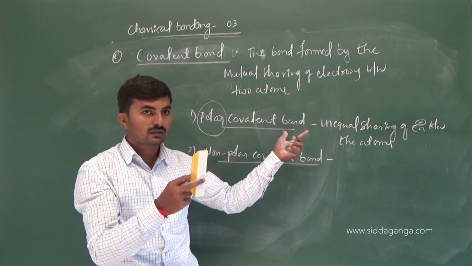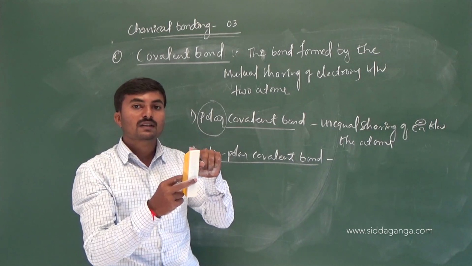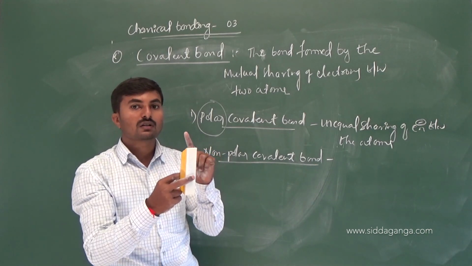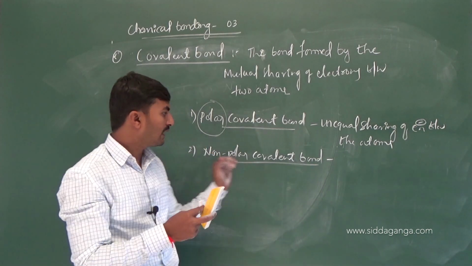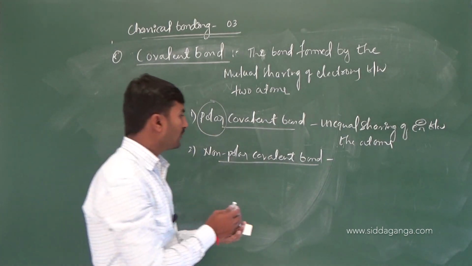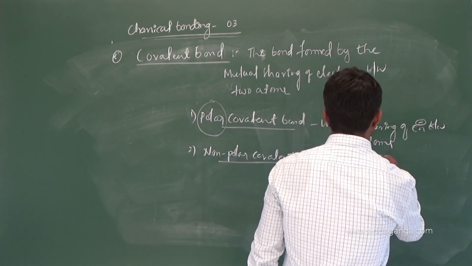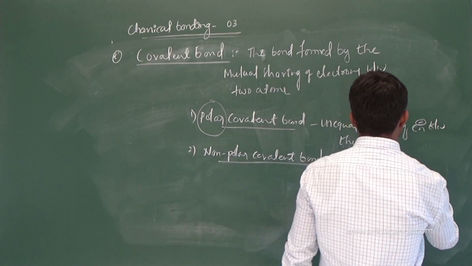Ionic character develops in a covalent bond when there is a difference in electronegativity of the atoms that are combined together. Then the second one, non-polar covalent bond. A non-polar covalent bond is formed by the equal sharing of electrons.